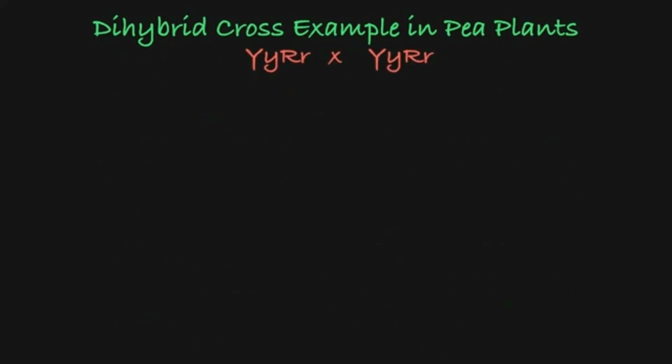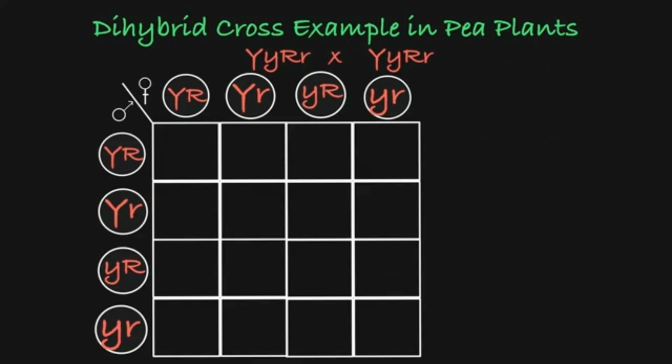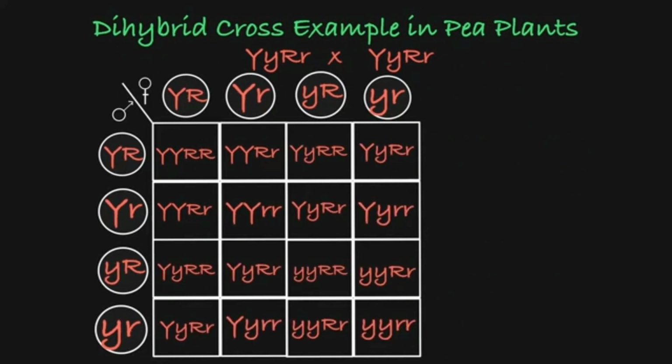Now that we know all of our possible gametes, we set up a Punnett square. Because each parent produces 4 different gametes, there are 4 columns and 4 rows, making 16 squares in this Punnett square. We fill it in just as we would a smaller Punnett square, and here is what we see. Let's focus on the breakdown of phenotypes in the offspring.